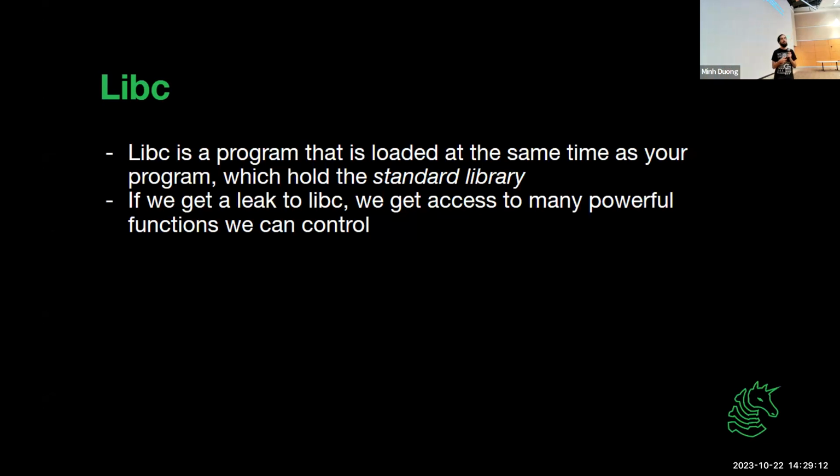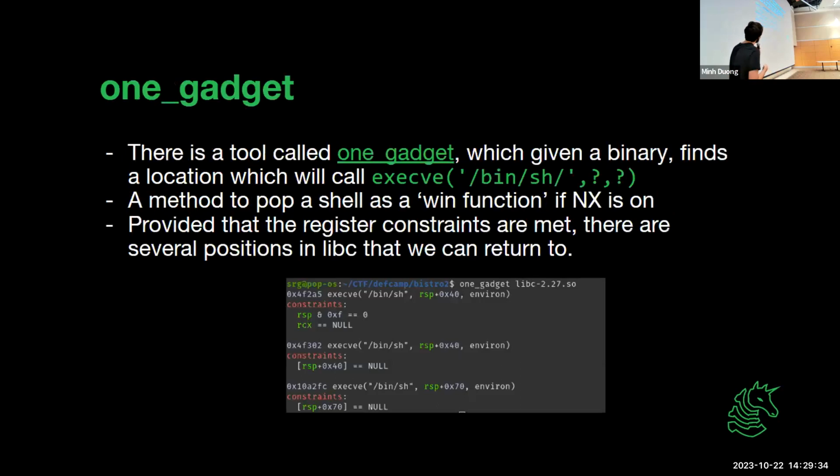So libc has all these nice features to it, and of course we're going to abuse the hell out of it. If we get a leak to an address in libc, we can do the same thing where we compute the base, and then if we ever have control over a return pointer, we can return to the executable section of libc, where there are a lot of interesting functions to use. Now, that's too much to think about.